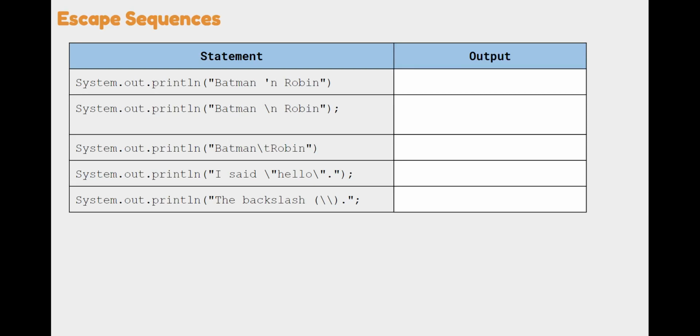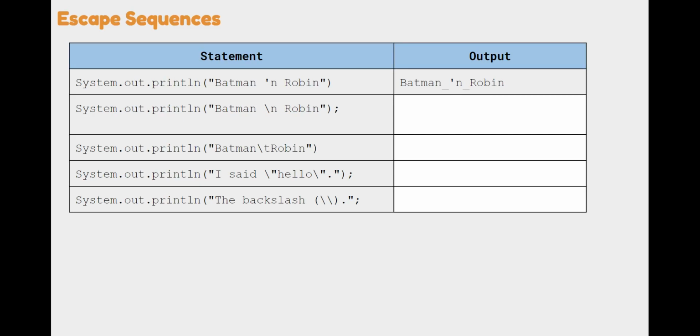Our first statement, we have Batman and Robin. We do not have an escape sequence in there because we do not have a backslash. So every character will print out like normal, and we will get Batman and Robin in the output. You'll notice that I'm using underscores for spaces just so you can see where the space would be in the console. In our second example, we do have an escape sequence.